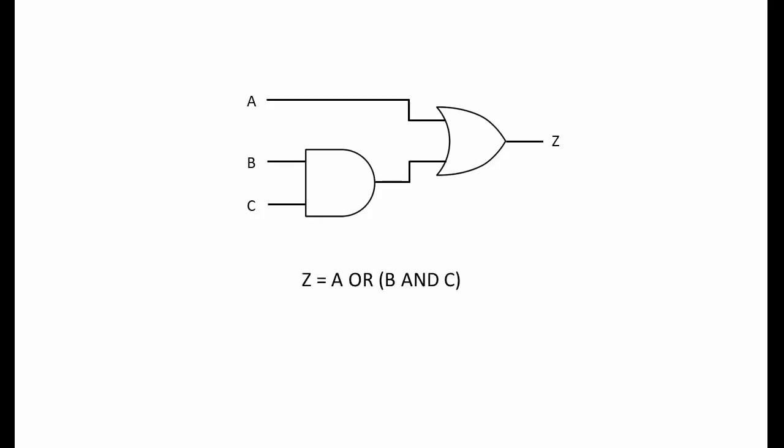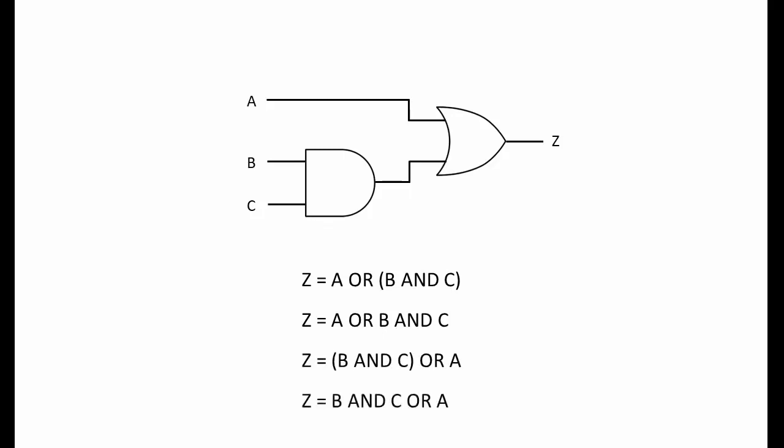And here's the solution. Notice the use of brackets, making it clear that the AND operation on B and C is performed before the OR operation. This is also correct, because the AND operation would happen first anyway. It has the highest precedence. Strictly speaking, this is correct as well. And so is this.